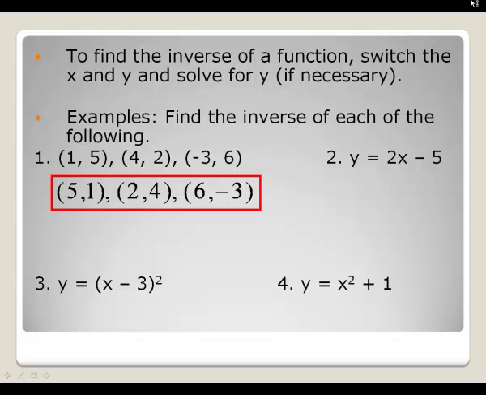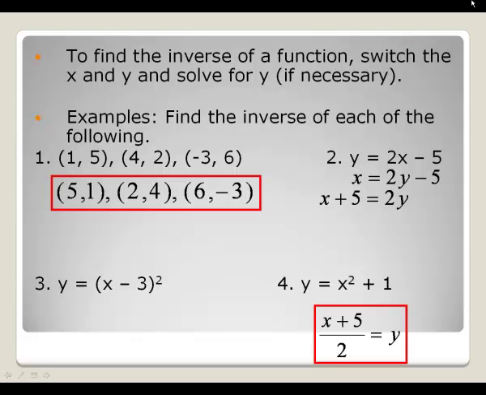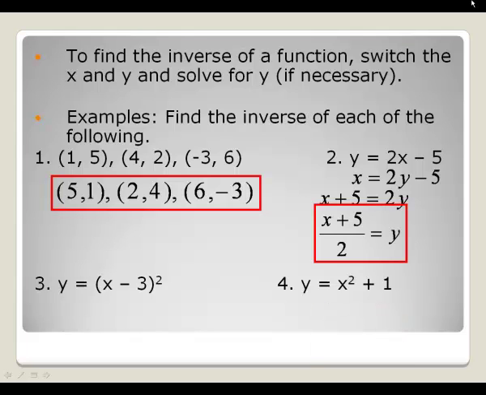Now the rest of them are equations. They get a little bit more complicated. When you do number 2, we start with y equals 2x minus 5. So to switch the x and the y, it would look like x equals 2y minus 5. Now we re-solve this equation for y. Begin by adding 5 to the left side, and then divide by 2. So the inverse equation would be (x plus 5) over 2 equals y.